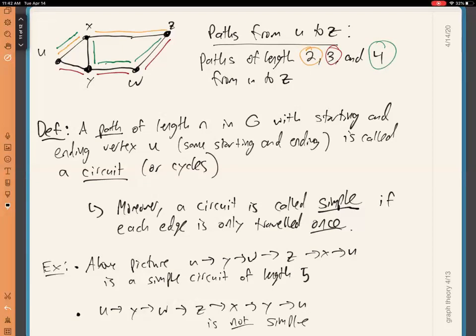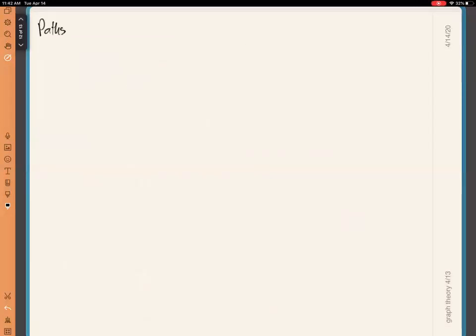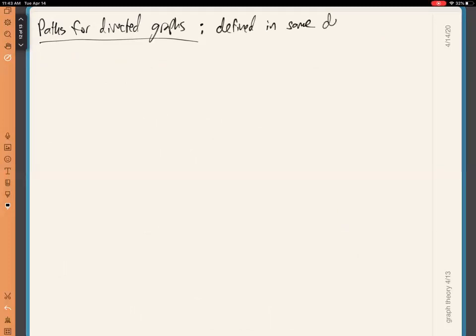Okay, so that's a summary of the basic definitions of what paths are for an undirected graph. So how do you make this work for directed graphs? Well, paths are defined in basically the same way, except you have to require that the edges are consistent with the directions, meaning you can't travel against the given direction.